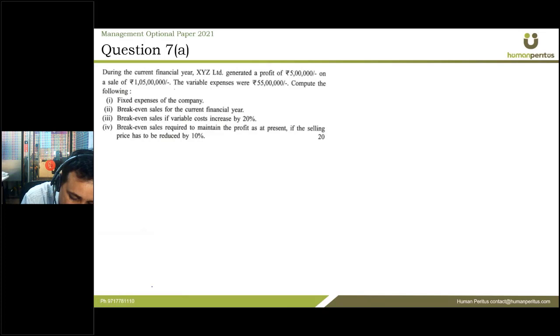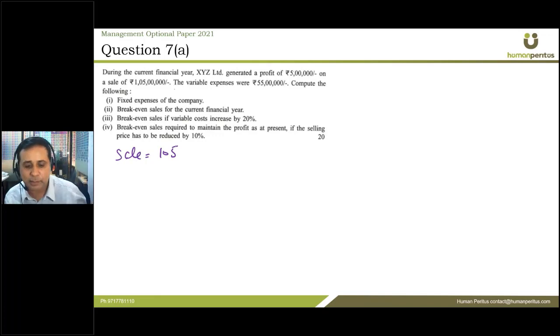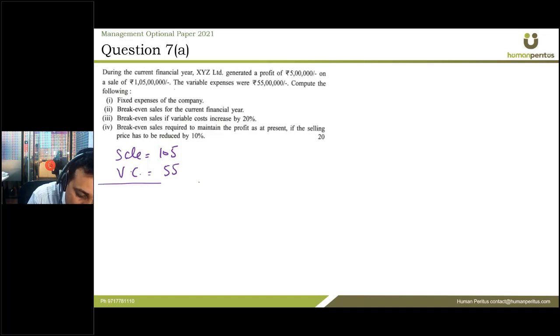We have been given sale. Sale is what? 105 lakhs. I am writing everything in lakhs, guys. Sale is 105 lakhs. Then we also have been given variable cost, which is 55 lakhs. We know that sale minus variable cost will give us total contribution. It comes out to be 50 lakhs.